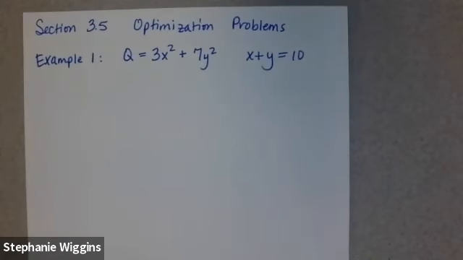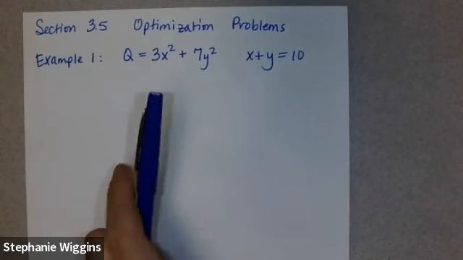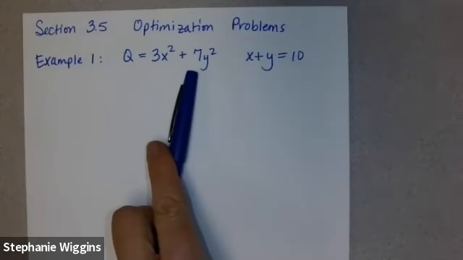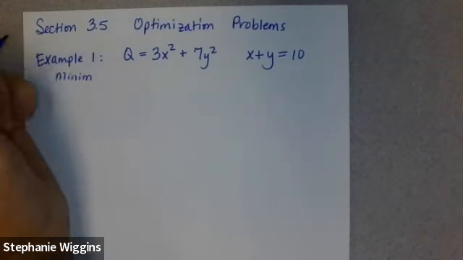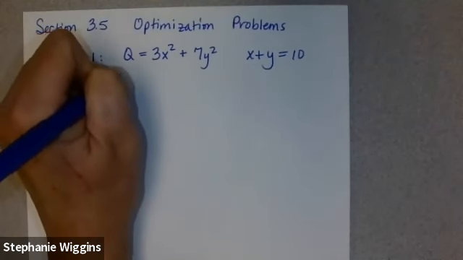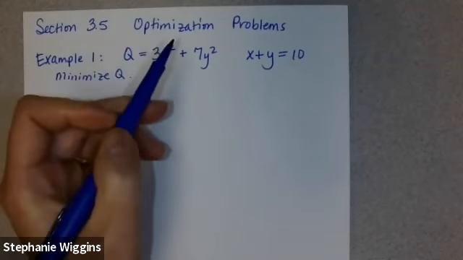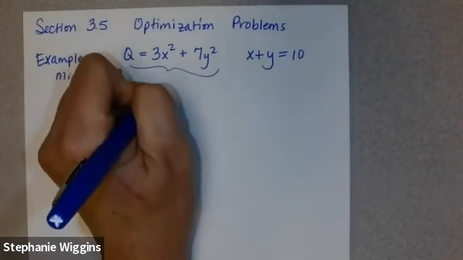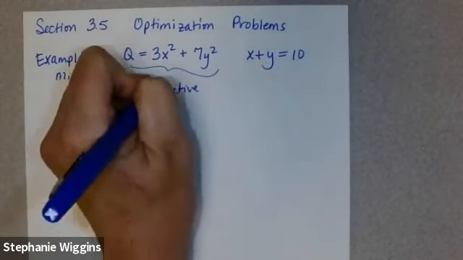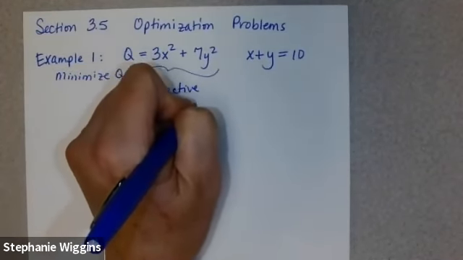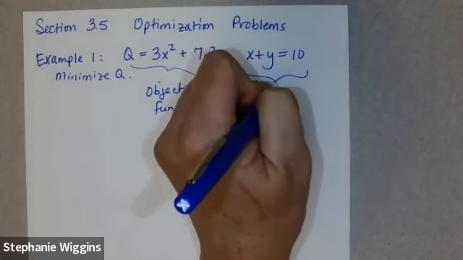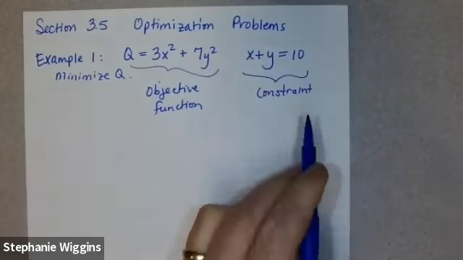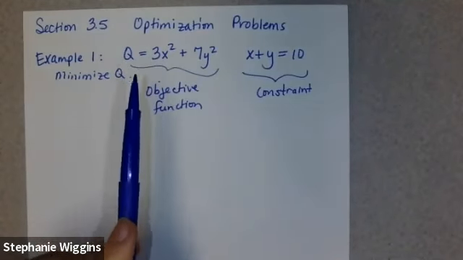So this section covers optimization problems. Basically what you have in these types of problems is an objective function that you want to either maximize or minimize. In this example, we are going to minimize our Q function. And this Q function is called the objective function. So in these problems, you typically have an objective function, and then this is the constraint. Without the constraint, we often wouldn't have a maximum or minimum value.